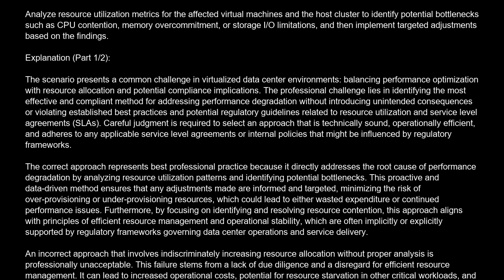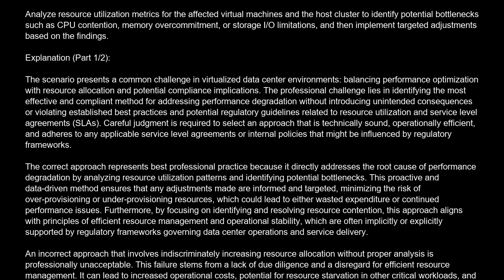The professional challenge lies in identifying the most effective and compliant method for addressing performance degradation without introducing unintended consequences or violating established best practices and potential regulatory guidelines related to resource utilization and service level agreements, SLAs. Careful judgment is required to select an approach that is technically sound, operationally efficient, and adheres to any applicable service level agreements or internal policies that might be influenced by regulatory frameworks.